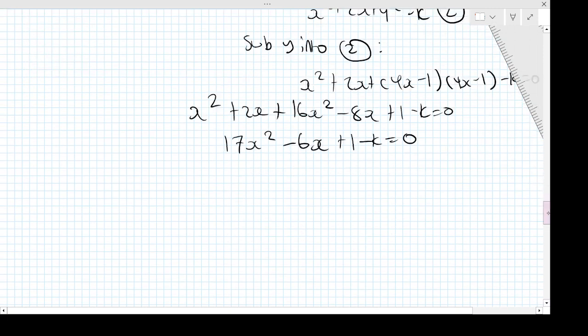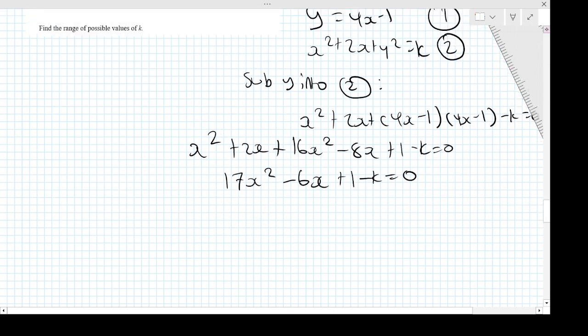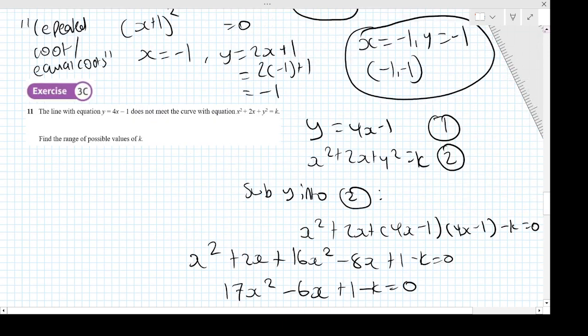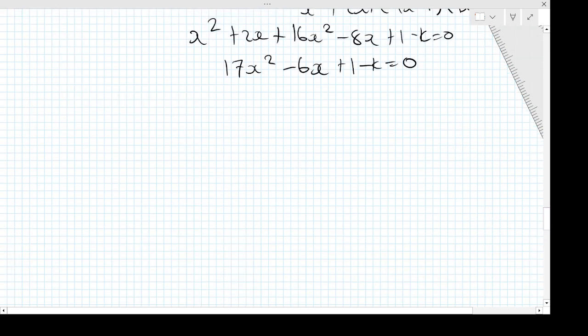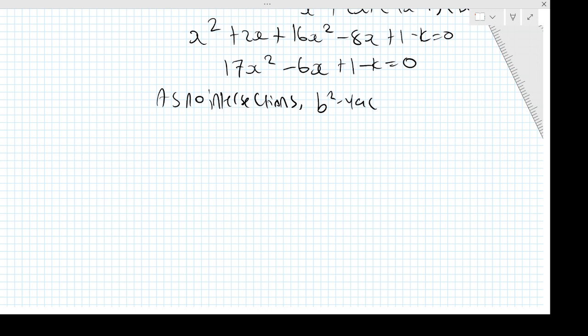Now, at this point, because we have k, what can we do with that? Well, they told us that this line, the first equation, does not meet the curve, which means it does not intersect the curve, the second equation. If they do not intersect, that means there are no roots between them. If there are no solutions between them, the discriminant has to be negative. So as there are no intersections, this time the discriminant has to be less than 0.